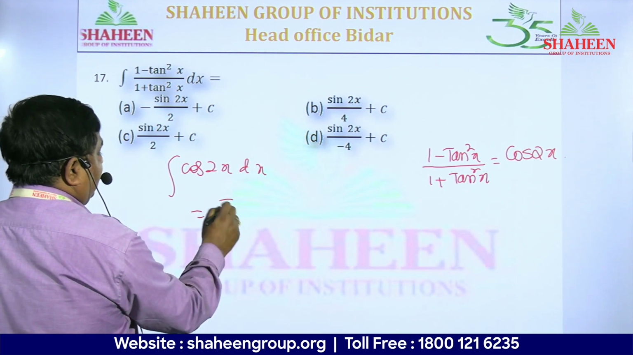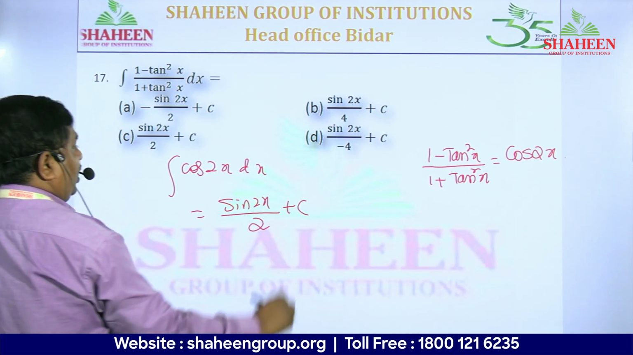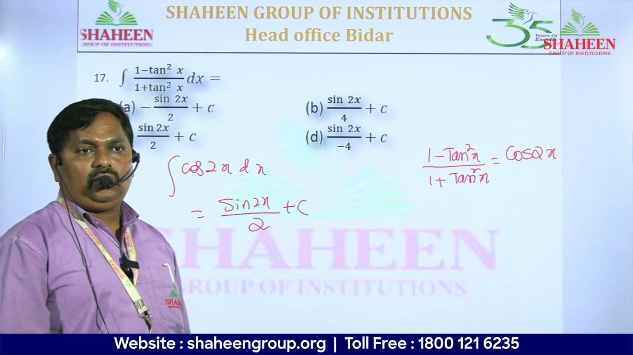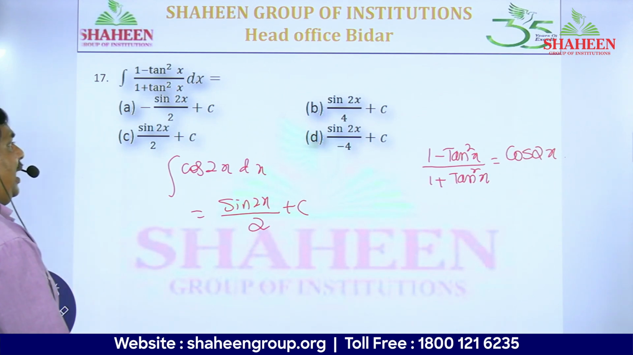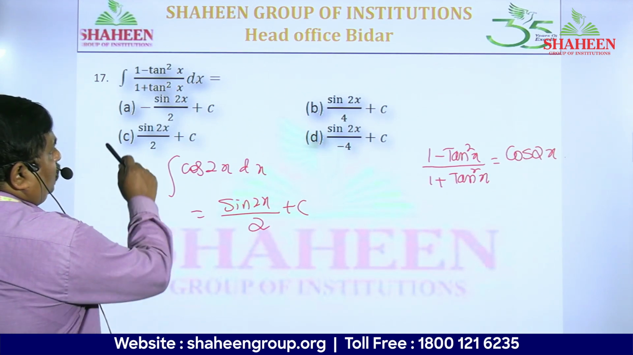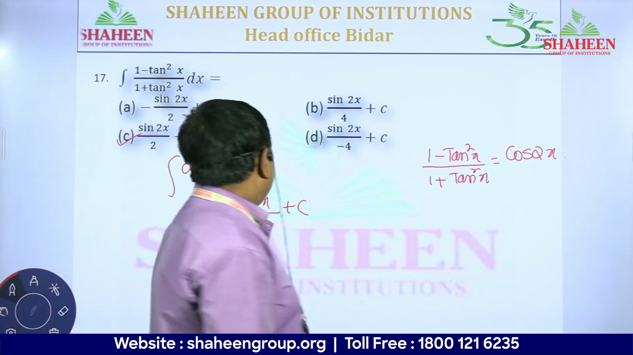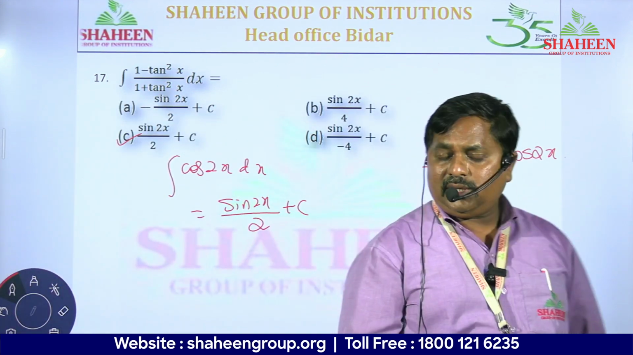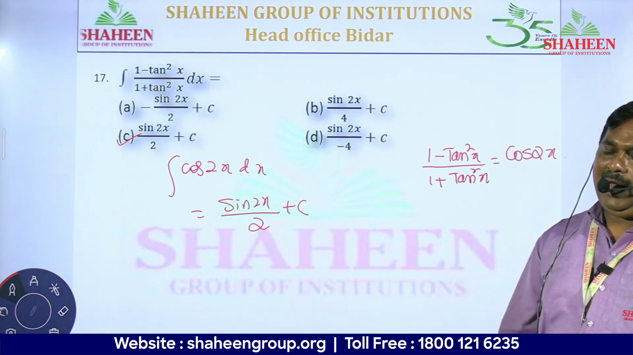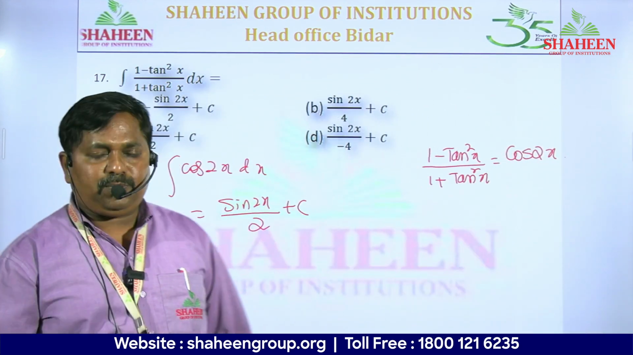This becomes sin 2x divided by 2 plus c. What is cos 2x integration? Sin 2x divided by 2 plus c. So we are checking the correct answer for this. The sin 2x by 2 is the third answer. The third answer is right. That is sin 2x by 2 plus c. So this is the answer. Next, let us move to the next problem.